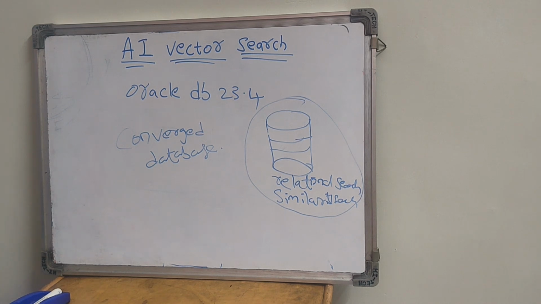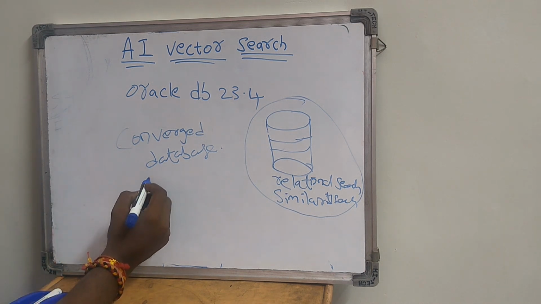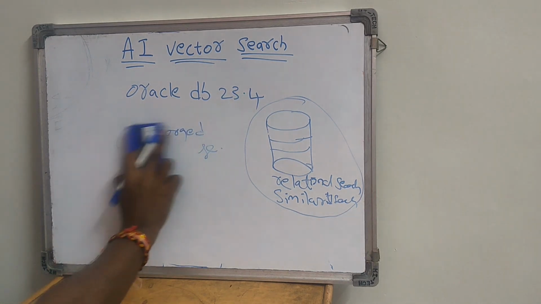To support this mechanism, Oracle has introduced a few new data types and indexes in Oracle 23 AI. So what are the different ones introduced?